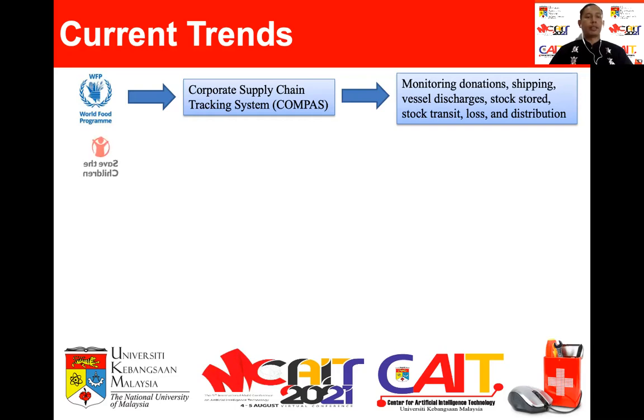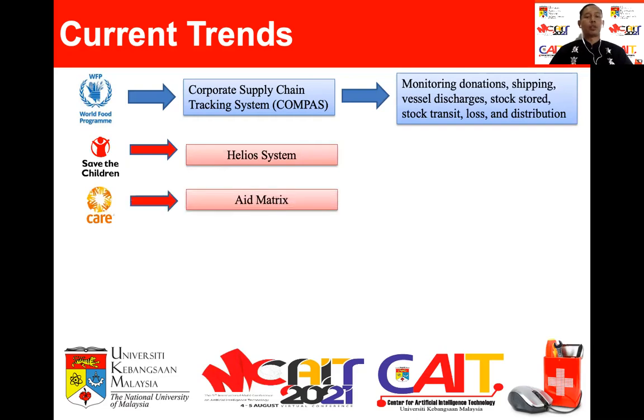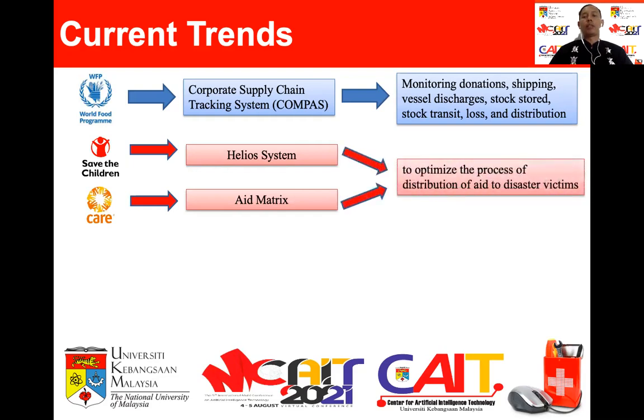Another example is Save the Children. They have chosen the Helios system from Fritz Institute sponsors, and similar to Save the Children, they choose 8 metrics to optimize the process of distribution of aid to disaster victims.